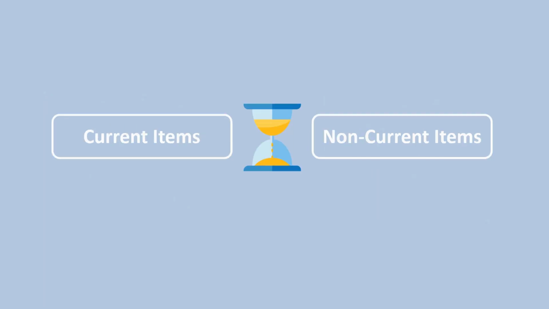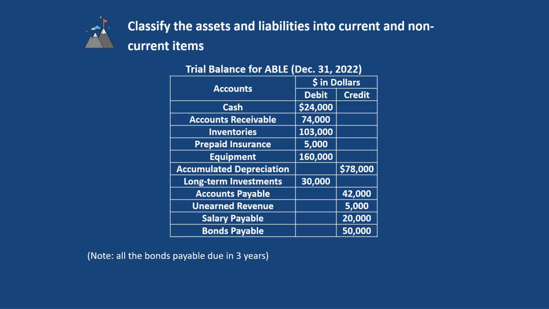This classification is crucial for assessing an entity's ability to meet its short-term and long-term obligations effectively. It provides valuable insights into the entity's financial health. Now, for a challenge, see if you can classify the assets and liabilities of Able Company into current and non-current items. Take your time, pause the video, and give it a try.